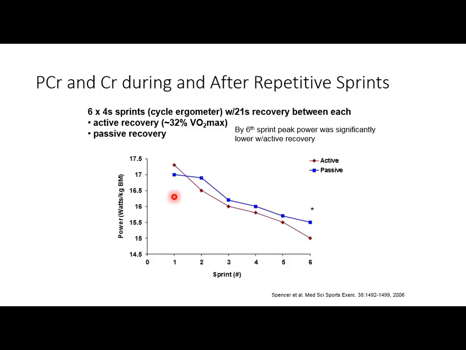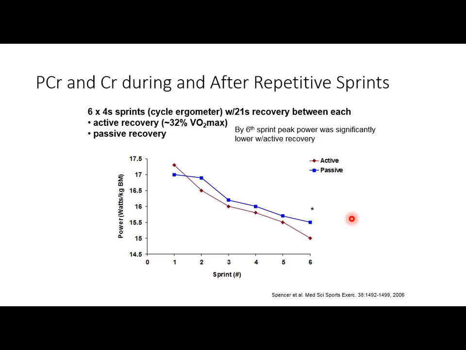So here's the 6 sets. Here's power output on the bike. And you can see that both groups decreased in power output from set 1 to 6. But what you note, if you look, is that by the 6th set, the passive recovery group in blue was better able to maintain power output. What can we chalk that up to? Probably the fact that they were better able to recover creatine phosphate in between sets. Why? Because they were doing passive recovery.